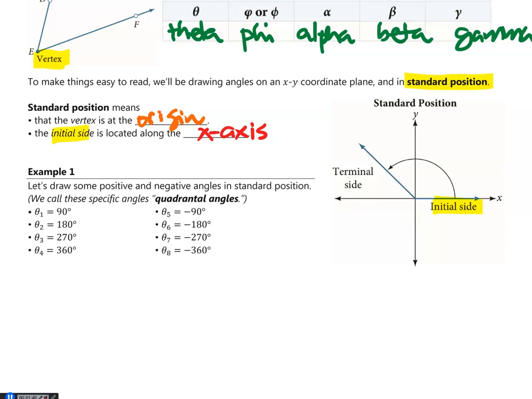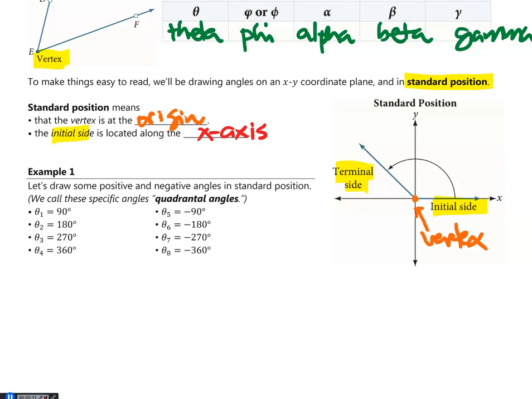So take a look at this angle here. This is in standard position. This is the initial side, and we have here as the vertex, and that is at the origin. And this is the terminal side.